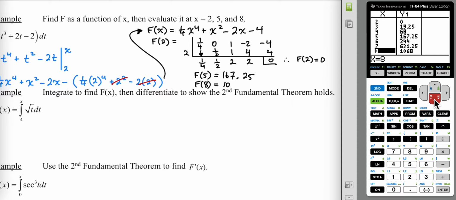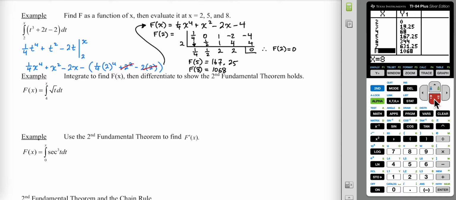All right, so you can do it that way too. Now, the next example says integrate to find f of x. All right, so we'll do that. Then differentiate to show that the second fundamental theorem holds. All right, so let's take a look.